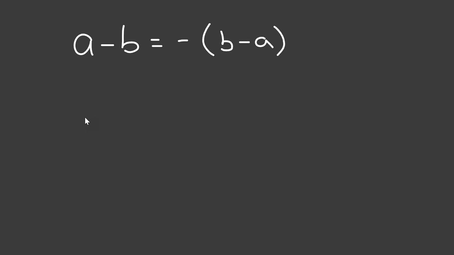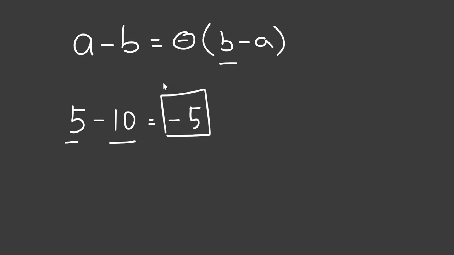Let's do a few problems. What is 5 minus 10? I'll give you a few seconds to do this. If you said negative 5, you'd be correct. In this problem, a is 5, b is 10. And if we plug it in, we can see that b, 10, minus a, 5, is equal to 5. If we add that negative sign, we get negative 5.